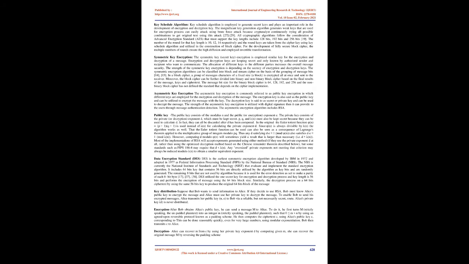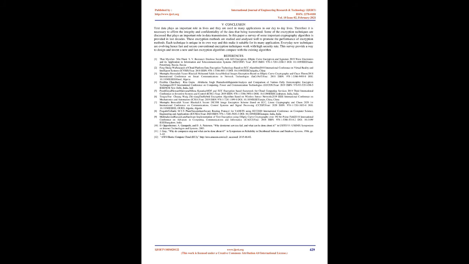Asymmetric key encryption. Asymmetric key encryption is commonly referred to as public key encryption, in which different keys are employed for the encryption and decryption of the message. The encryption key is also known as the public key and can be utilized to encrypt the message. The decryption key is known as the secret or private key and can be used to decrypt the message. The strength of asymmetric key encryption is that, when utilized with a digital signature, it can provide users with message authentication and detection. Asymmetric encryption algorithms include RSA.